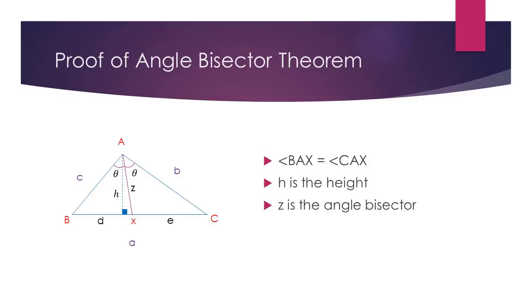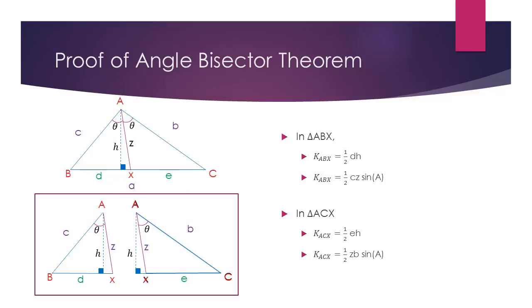So now that we've drawn the angle bisector AX, we now get two different triangles. We get triangle ABX and triangle ACX. So from here, to make things easier, we're just going to denote letters for the side lengths. So for triangle ABX, we're going to have side AB is lowercase c, side BX is lowercase d, and side AX is lowercase z.